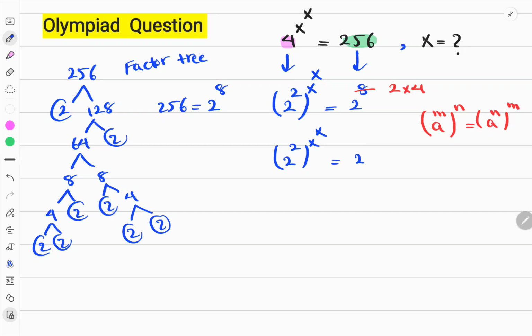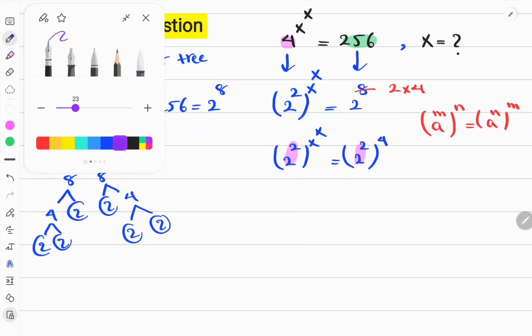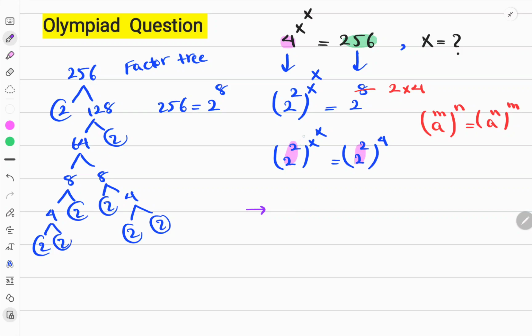and for this one 2 to the power of 2. Okay, so you can see that these two bases, 2 squared and 2 squared, are equal. So the last step is to equate these two exponents. And you know that x is 2, which is really easy.